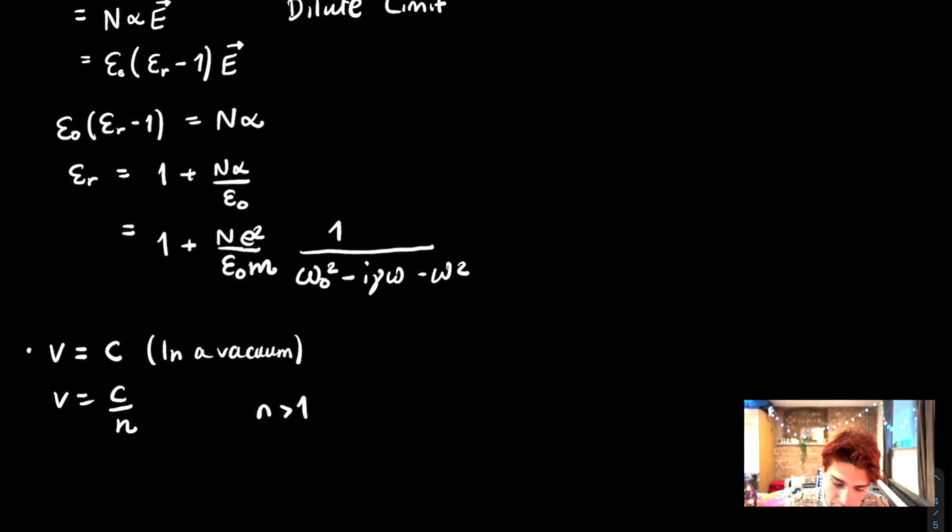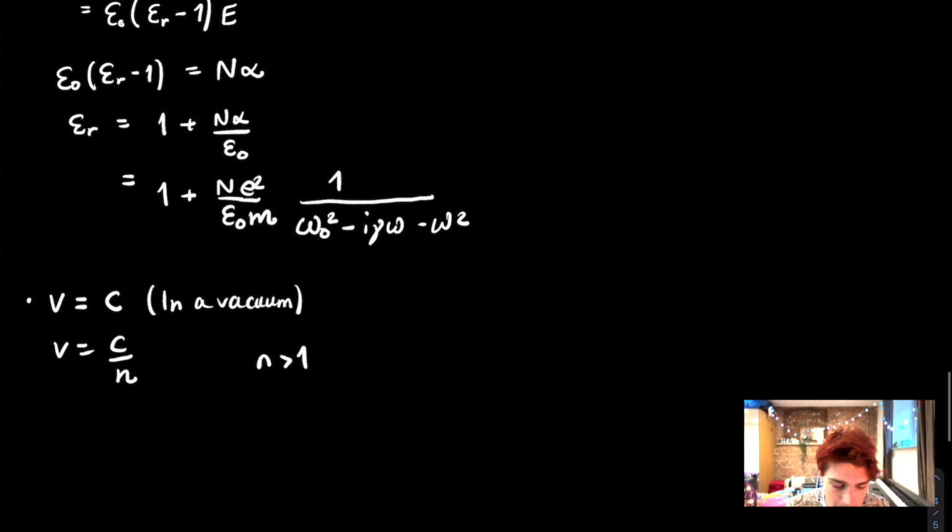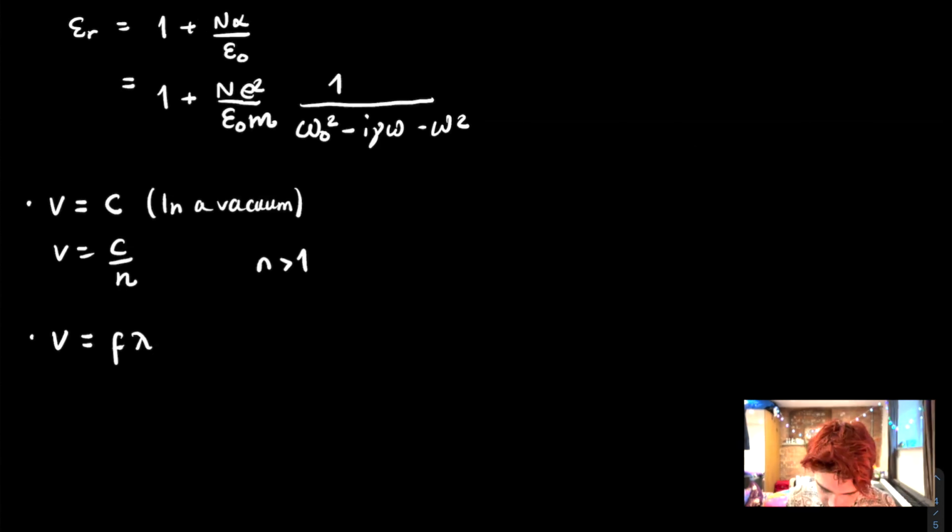But what do we say about waves in general? What is the most simple wave equation, essentially? Well, we know that the wave speed is equal to the frequency times the wavelength. So now we can say that the frequency times the wavelength is equal to the speed, which in this case is c divided by the refractive index. So this would be true of any electromagnetic wave.